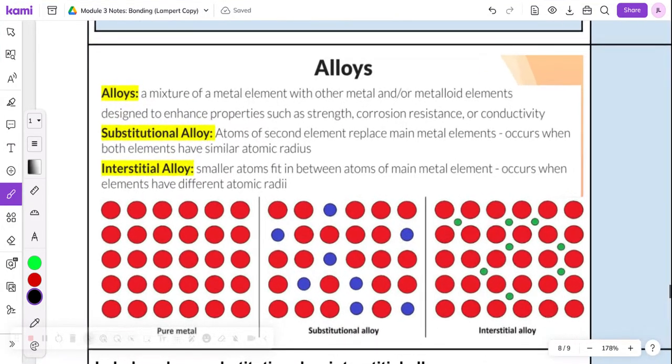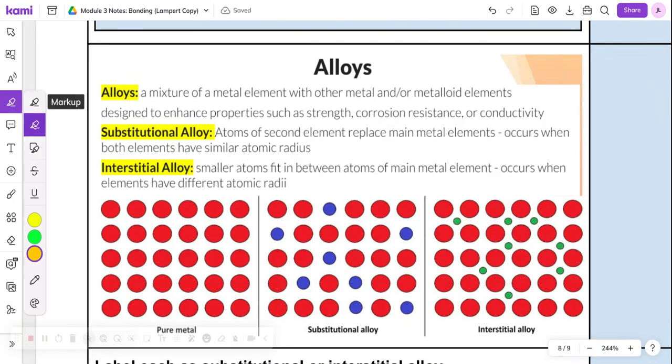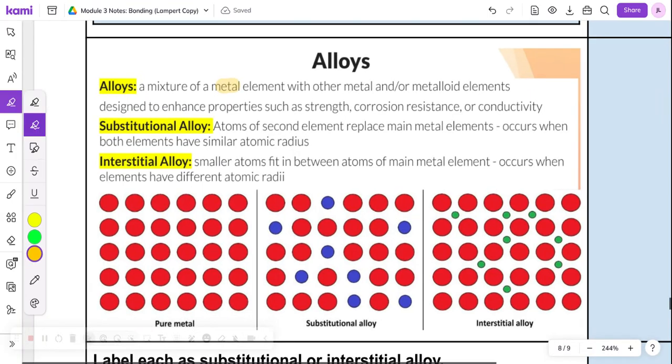An alloy is a mixture of metal elements. It can be a mixture of a metal with other metals, or it can also be with metalloids. So it can be metal with metal or with metalloids present. Now, there are two types of alloys that we need to know about here. The first is a substitutional alloy.